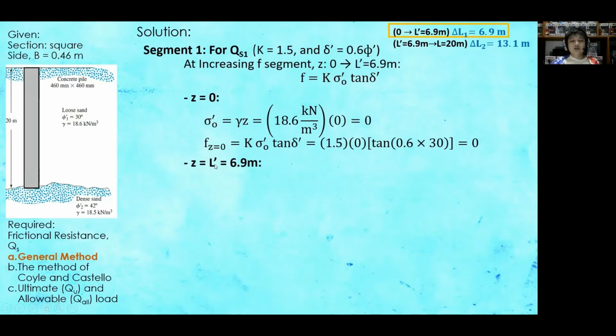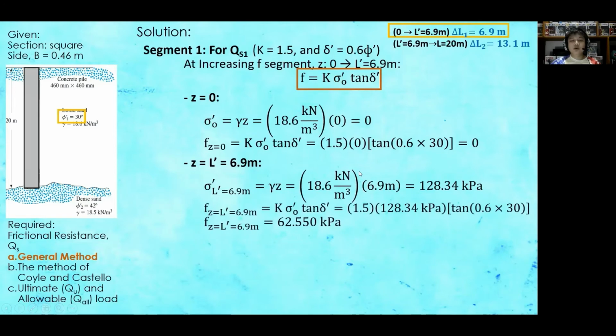So at Z equal to L prime, which is 6.9 meters, our sigma O prime is equal to gamma times Z, wherein gamma is 18.6 times Z, that is 6.9, or that is 128.34 kilopascals. And for our unit friction F at 6.9 meters, it is equal to K, that is 1.5, times sigma O prime, that is 128.34 kilopascals, times the tangent of delta prime of 0.6 times phi prime.